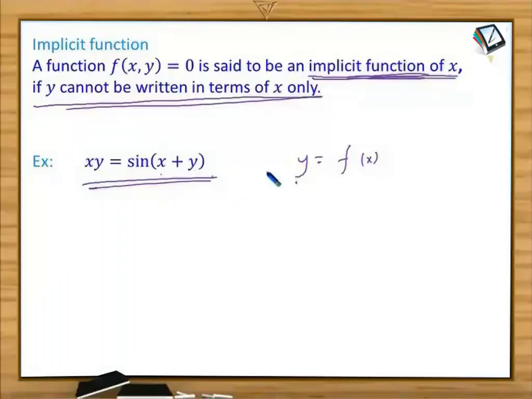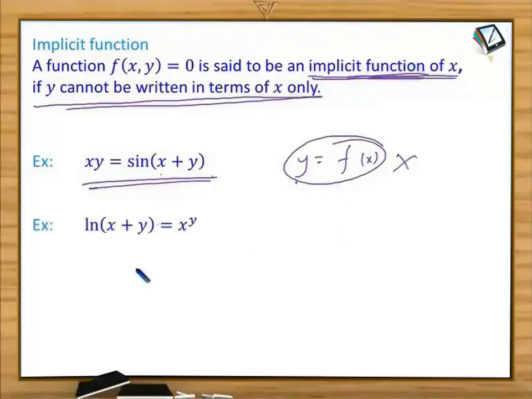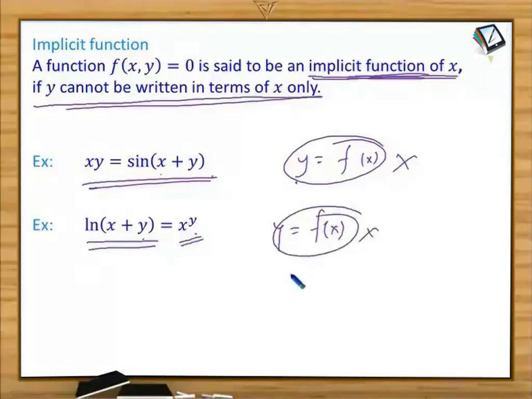If it is not possible to express in the form y equal to f of x, then the function is called an implicit function. Similarly, one more example: x power y is ln of x plus y. Now, even if we use the expansions of logarithmic functions, y cannot be separated from the function, and I cannot write this in the form y equal to f of x, right? y cannot be expressed as an exclusive function of x. That's why this is also an example of an implicit function.